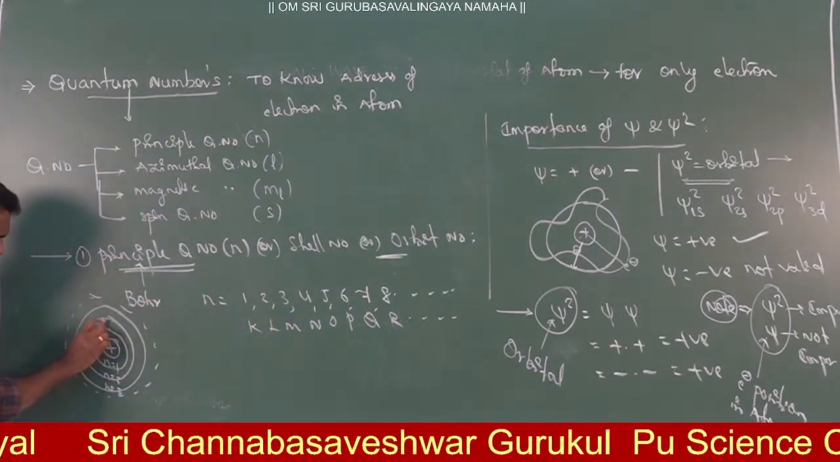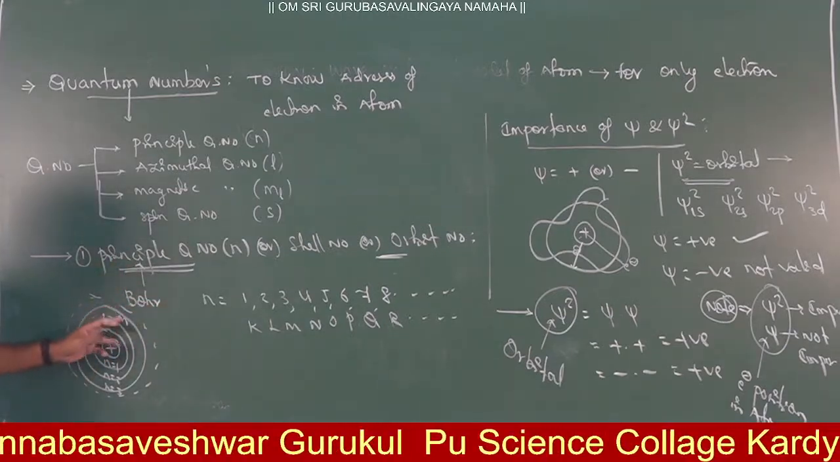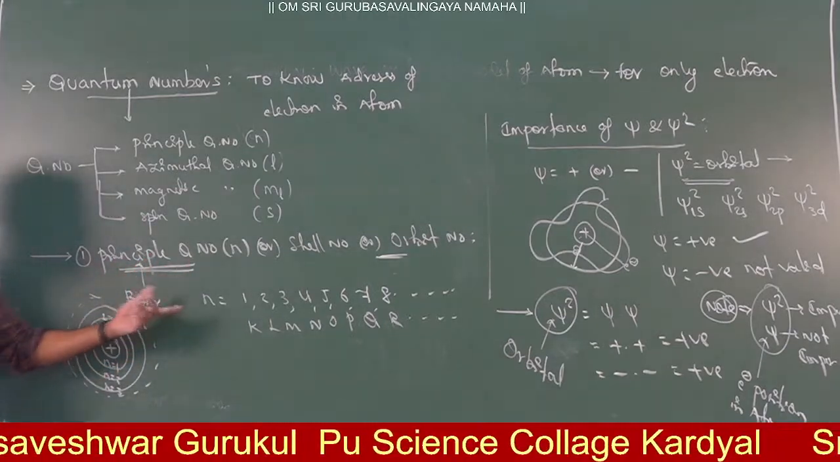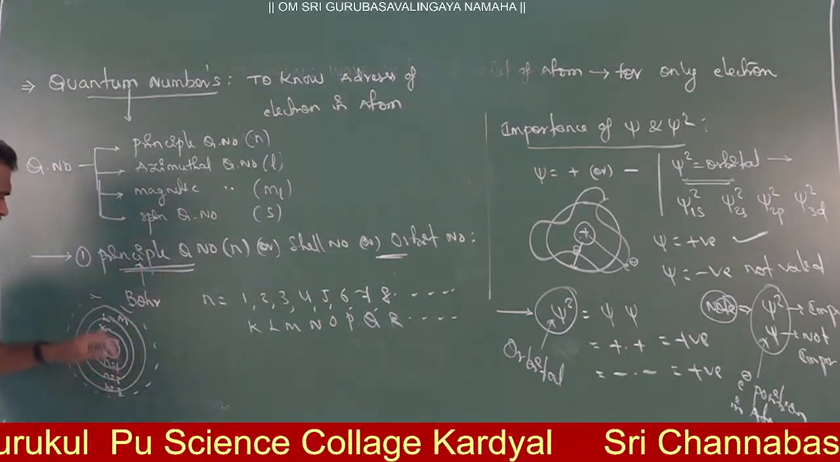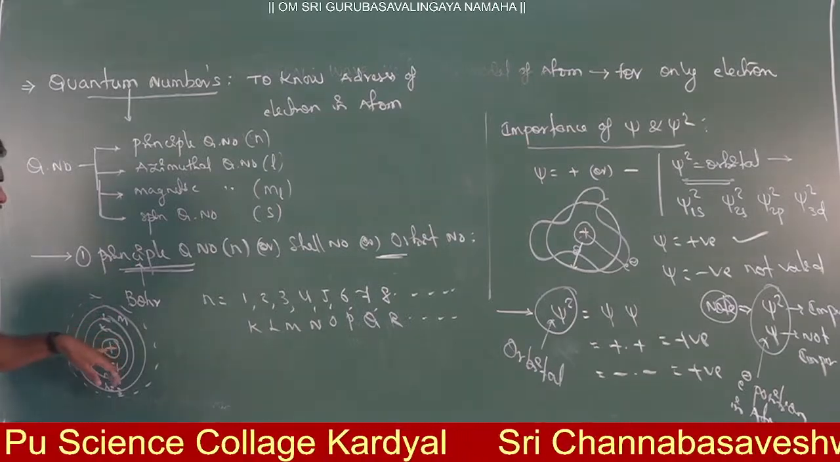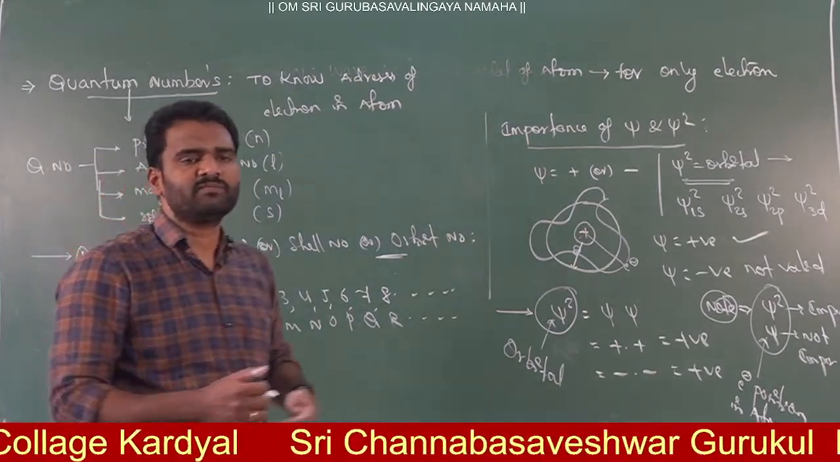This is K, this is L, this is M, after that N, like that. 1, 2, 3, 4, or K, L, M, N, O, P, also you can represent. Okay, right, this is what he proposed. By knowing the principal quantum number, what are the properties I know regarding the electron?